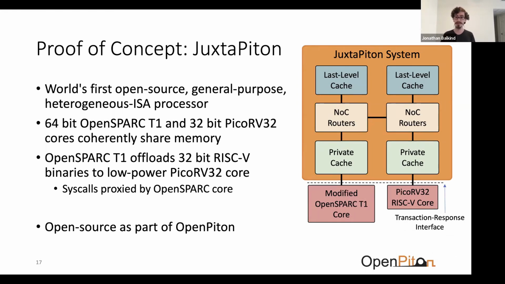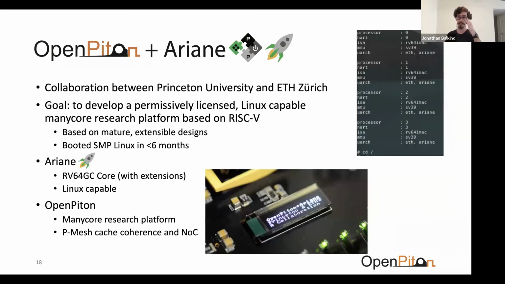You can go and just pass some extra flags to the tools and generate a version of JuxtaPiton that meets your wants or desires. And so at this point, we wanted to say, okay, what if we could go further? Can we connect other cores? Can we go to more capability, right? Can we start to look at having operating systems on both cores and do something more interesting? And so, this was during my PhD at Princeton. I set up a collaboration with ETH Zurich. They have their Ariane core.